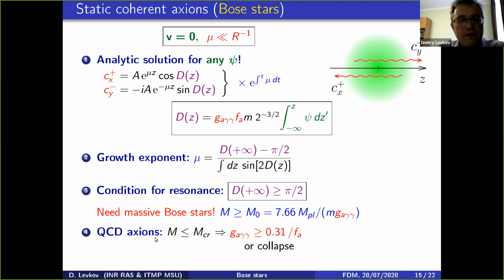And now recall that if the axions have self-interaction, attractive self-interaction, like QCD axions, then large mass stars actually do not exist. They shrink and collapse. So if we add this condition to this one, we will get that the resonance for stars which do not collapse is possible only if the coupling constant is large enough. And this number, for QCD axions, is two orders of magnitude larger than the benchmark values, KSVZ, DFSZ.